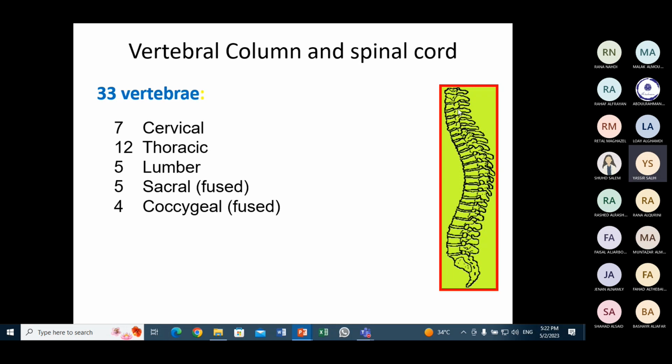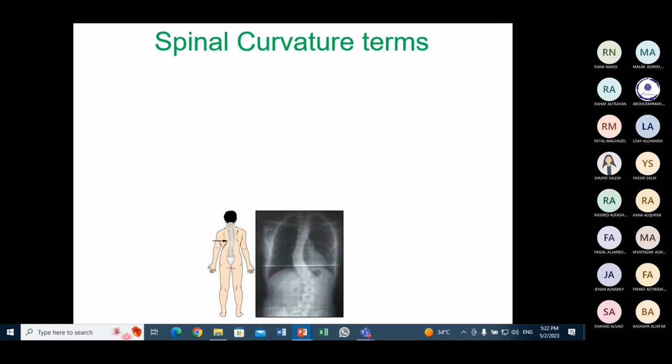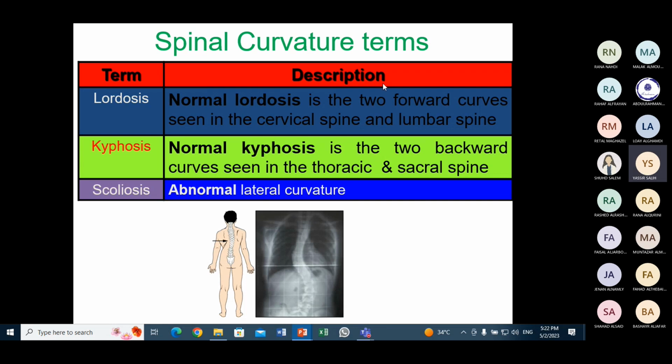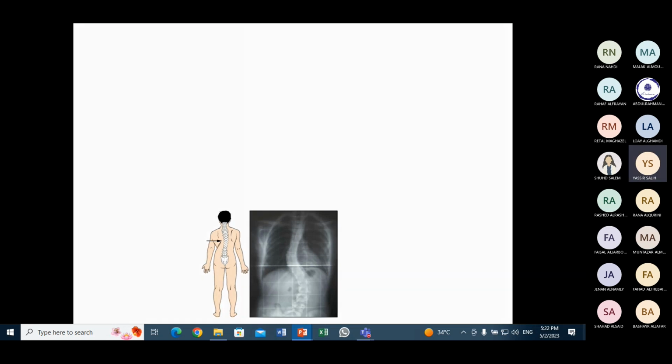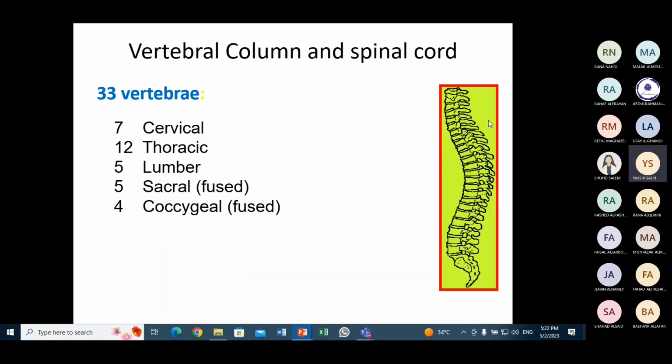Look at the curvature of the spine in the cervical and lumbar regions. There is a normal lordosis, which can be seen in the cervical and lumbar vertebrae as a curve forward. This is the normal lordosis at cervical and lumbar.